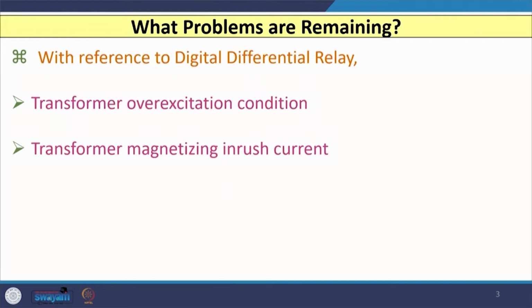Now, in this class we will discuss two important problems faced by the digital or numerical relay, that is the transformer over excitation condition, and second, the magnetizing inrush current. When we switch on the unloaded transformer, the magnetizing inrush current comes, and the transformer over excitation condition comes specifically when there is a change in voltage and frequency or both. So, let us discuss first the over excitation condition.